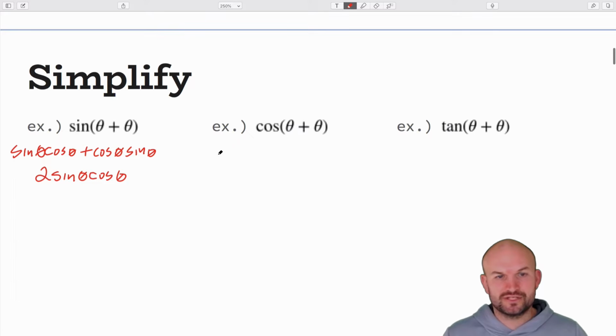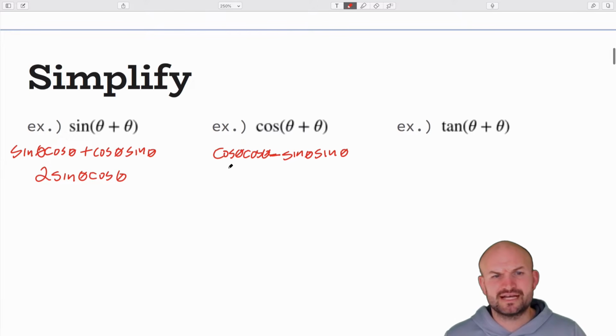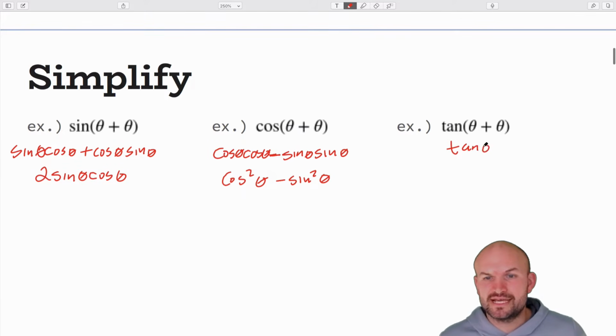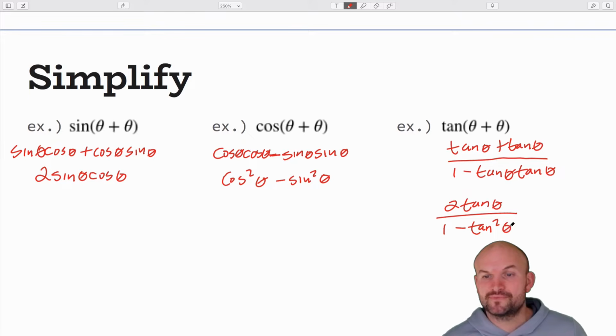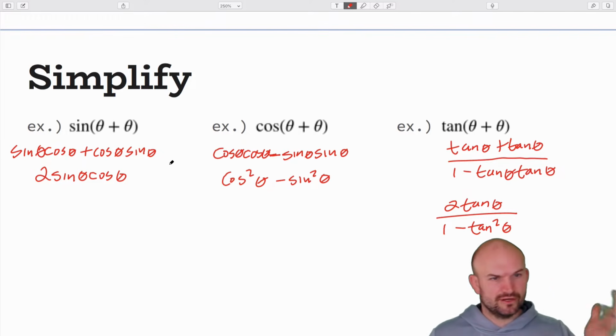And then this one, using the cosine formula, would be cosine of theta cosine of theta minus, remember that, sine of theta sine of theta. And when we multiply a cosine times a cosine or a sine times a sine, we get cosine squared of theta minus sine squared of theta. And then if we did the tangent, that would be tangent of theta plus tangent of theta all over 1 minus tangent of theta times tangent of theta. And we can simplify that one more time into 2 tangent of theta all over 1 minus tangent squared of theta.